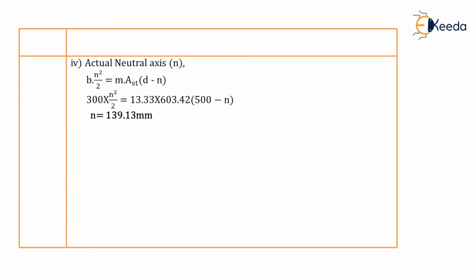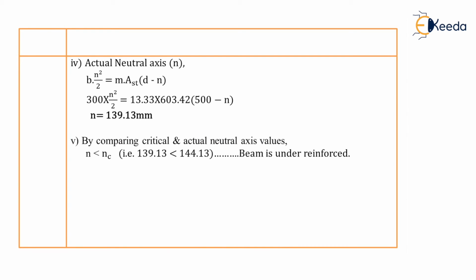After solving this equation, we get the value of the actual neutral axis N as 139.13 mm. Now we compare the critical and actual neutral axis values. The value of N, the actual neutral axis, is 139.13 mm, while the value of NC, the critical neutral axis, is 144.13. That means NC is greater than N, or N is less than NC, and hence our beam is an under reinforced section.